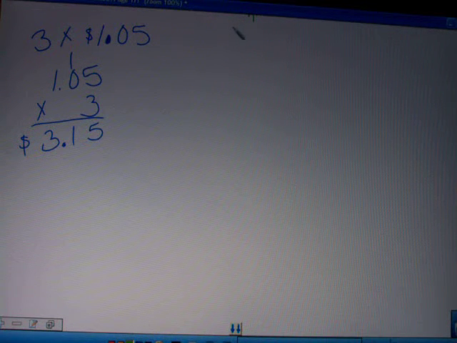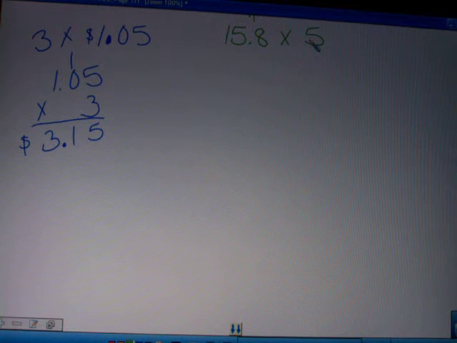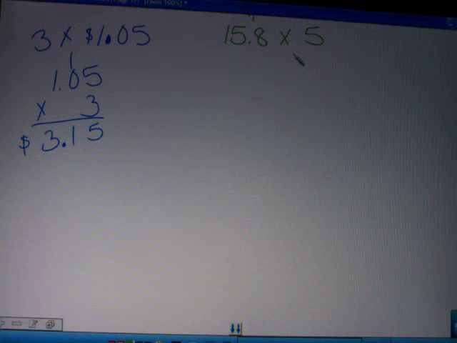We're going to do 15 and 8 tenths times 5. Let's say Mrs. James buys 15 and 8 tenths gallons of gas each week for her car. Well, how many gallons of gas does she buy in 5 weeks?